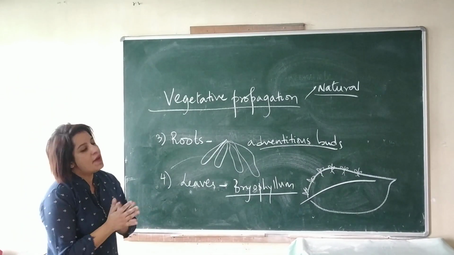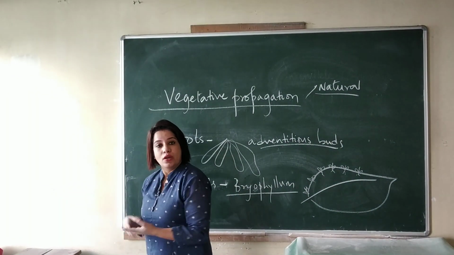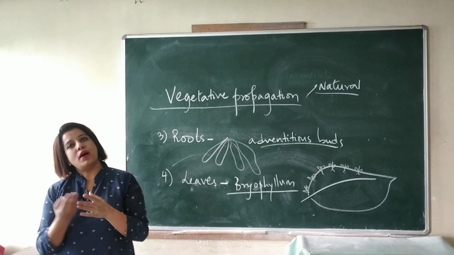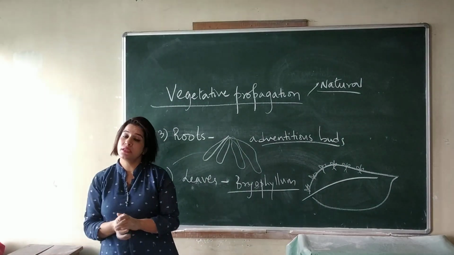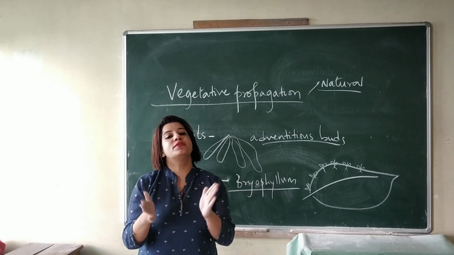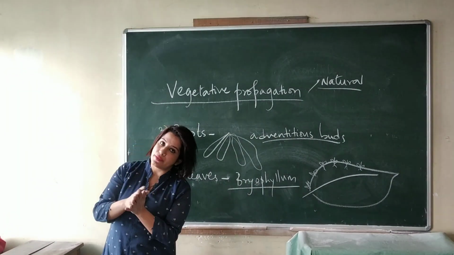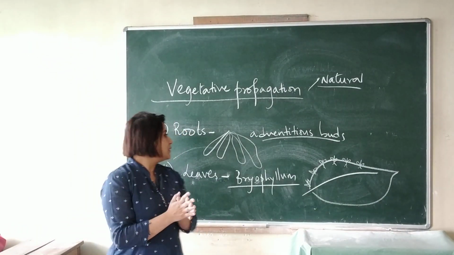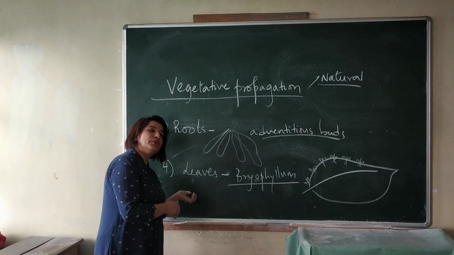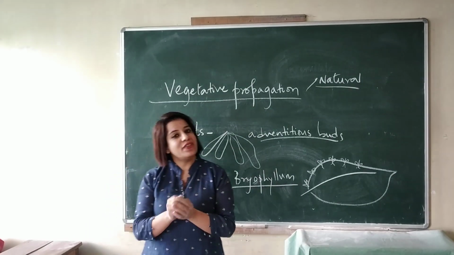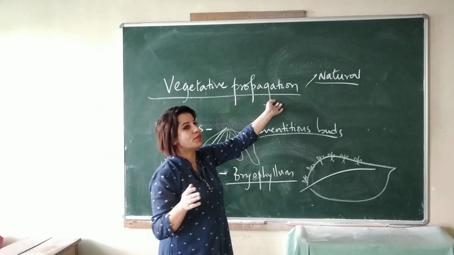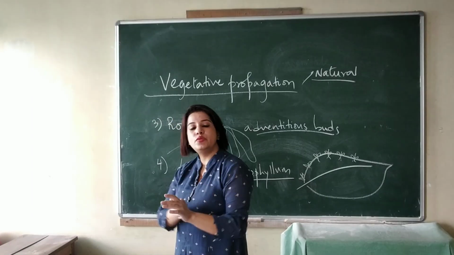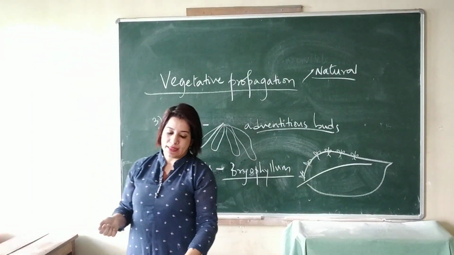So today we did vegetative propagation. In vegetative propagation, any part of the plant besides the flower is utilized to produce a new plant. We did stem, two types of stem, underground stem and the aerial stem. Then we did roots and then leaves. And of course, before I forget, this is the natural method of vegetative propagation. In the next class we'll be doing the artificial method.